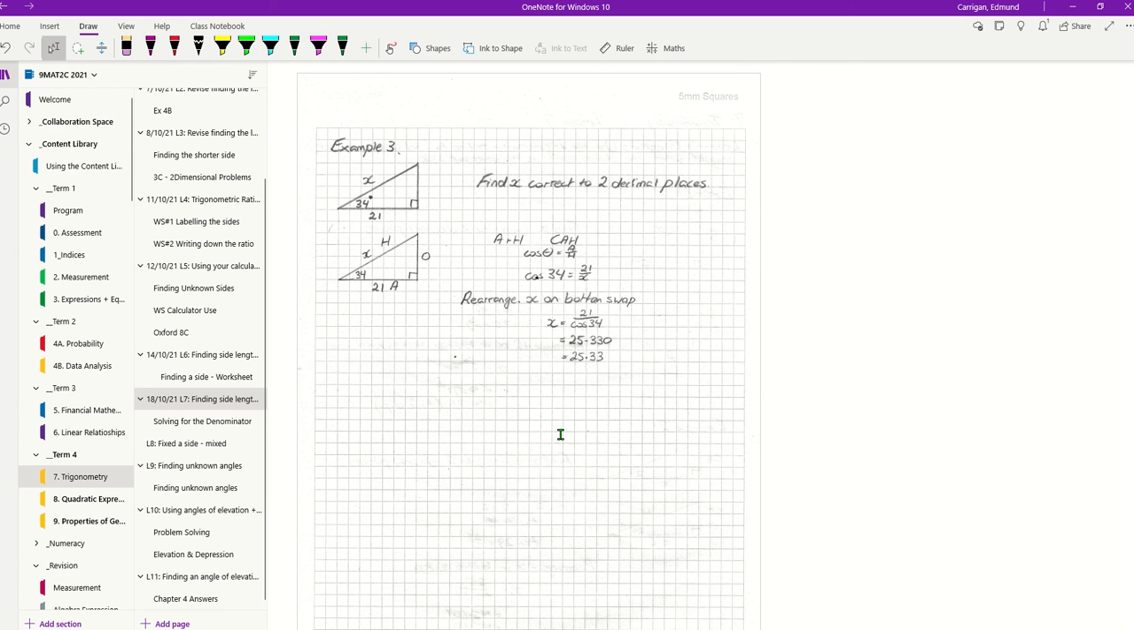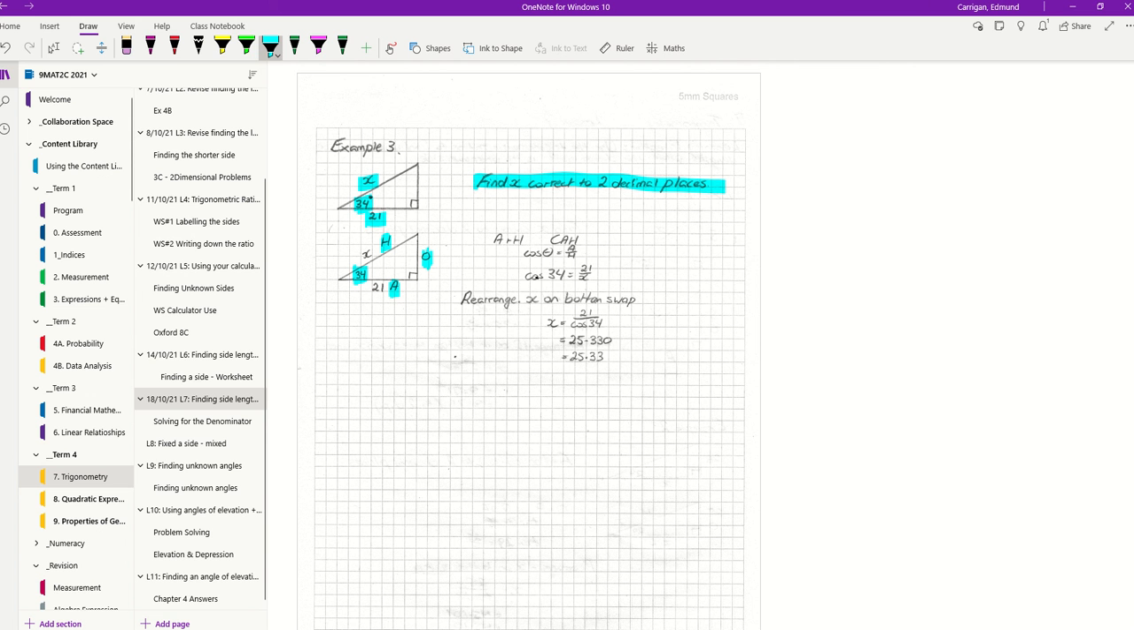Now, final example, one more time doing the similar thing. Here we have x. We need to find x correct to 2 decimal places again. I've got an x up here, and a 21 down here. Here's my angle, so labelling those sides. There's my angle at 34. A is between the angle and the right angle. That side's A. H is facing the right angle, the hypotenuse. And then O is the other one.